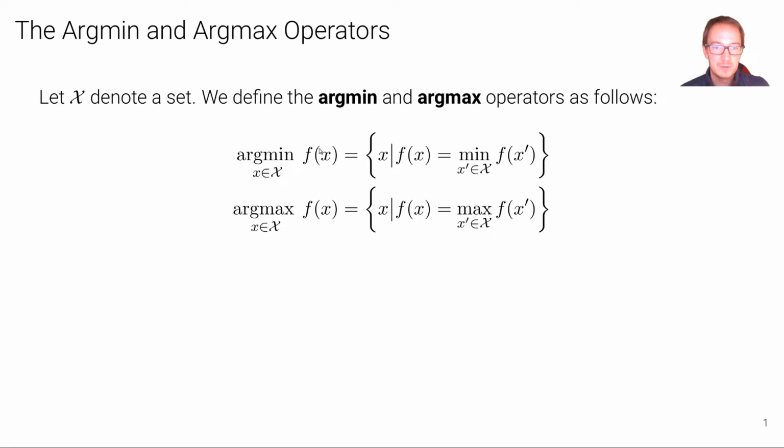The Argmin of f of x with respect to x drawn from some domain is equal to the set of all x's for which the function attains its minimal value over all possible x's. Right? It's not the function value at the location of the minimum. It is the argument of the function where the function attains its minimal value.